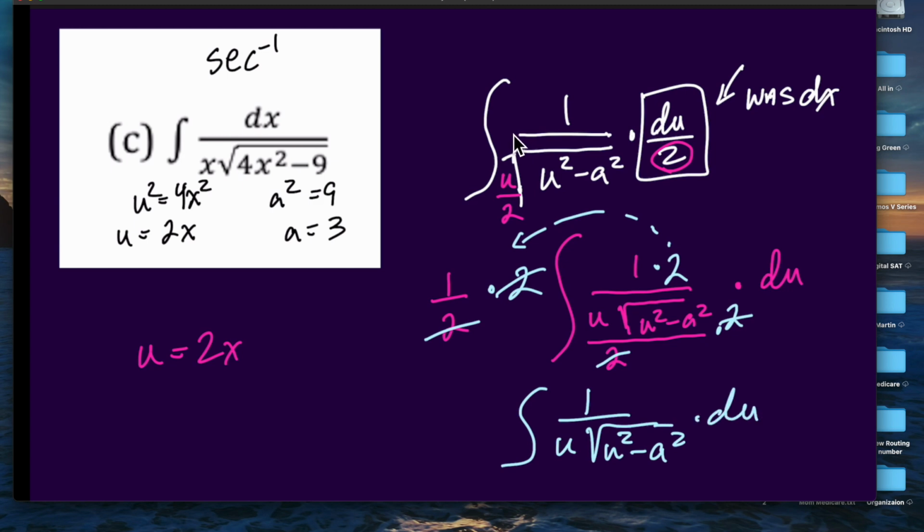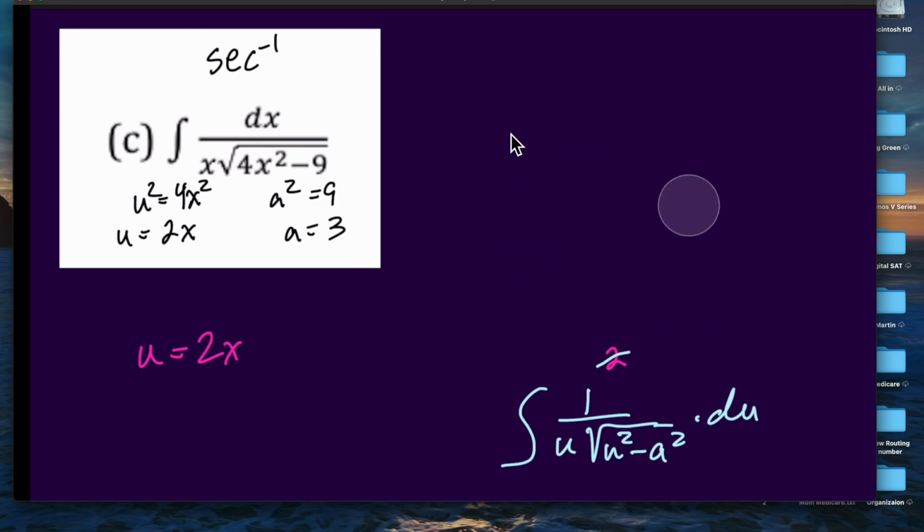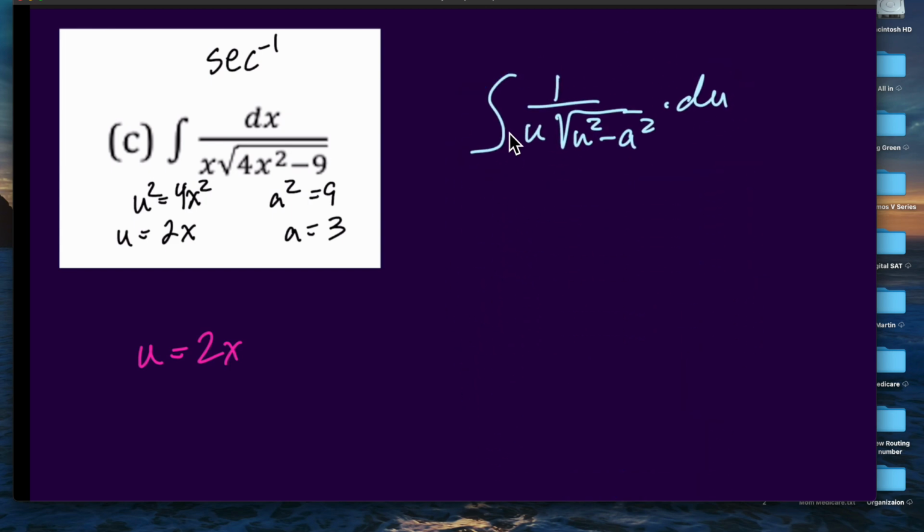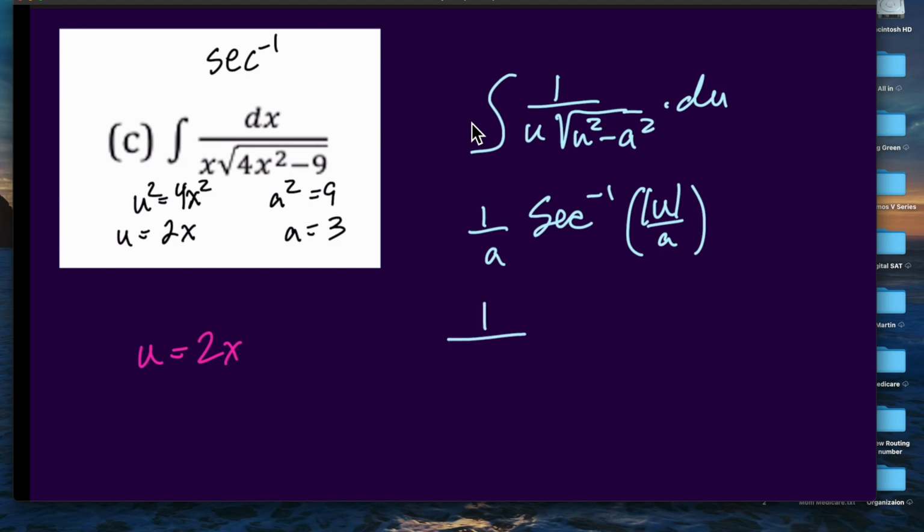Okay, building our solution to this, we're going to have the following formula for inverse secant. That's 1 over a, inverse secant u over a, but recall that u gets extra sun protection with an absolute value sign. Okay, so we're going to fill it in. A was 3.